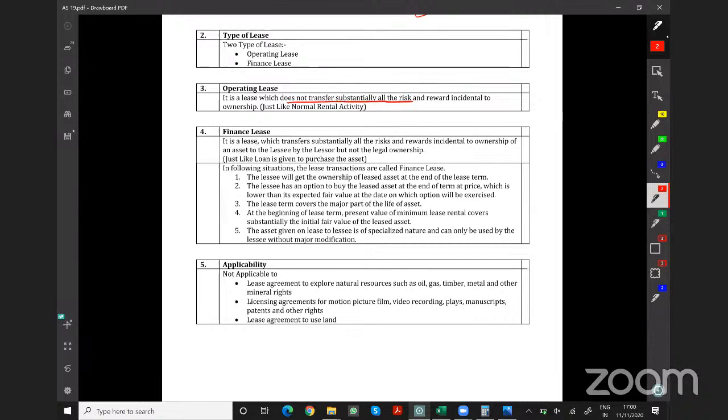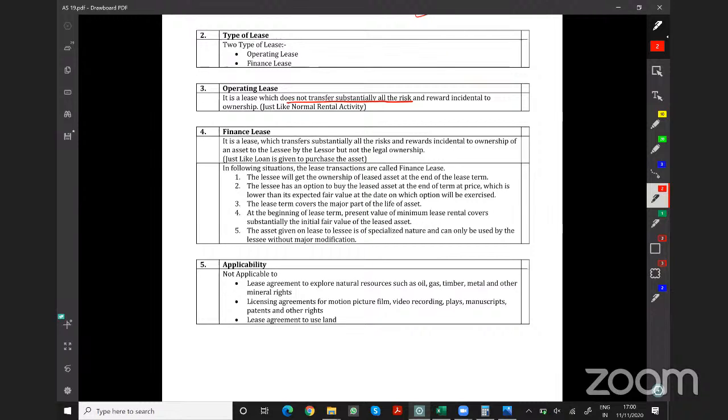We will take an example of a phone. See, I have a phone. The life of the phone is 10 years. For 4 years, I have given this phone to my brother to use on lease. So out of 10 years, only 4 years I have given. Still, I will enjoy the remaining 6 years. So that lease is termed as an operating lease.